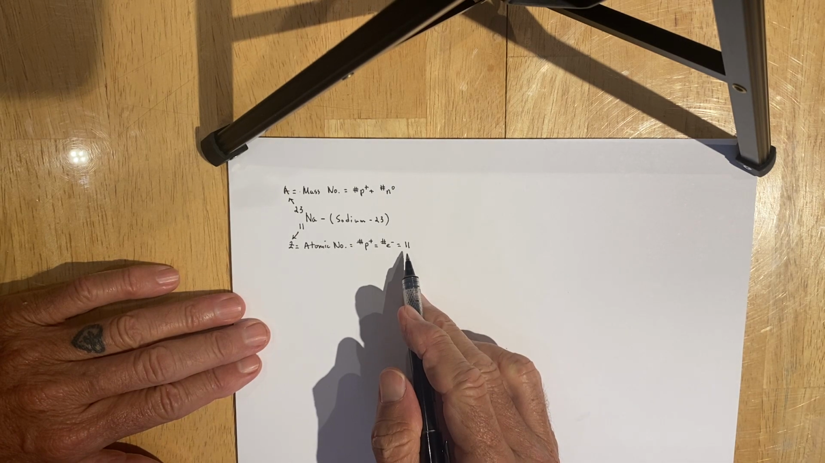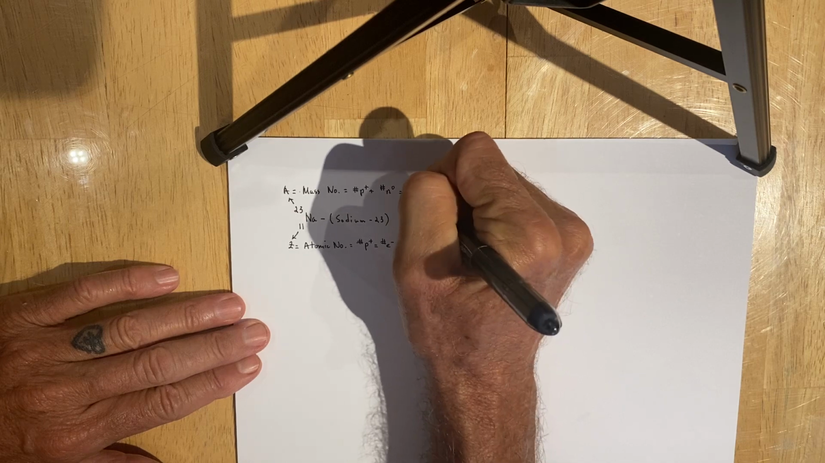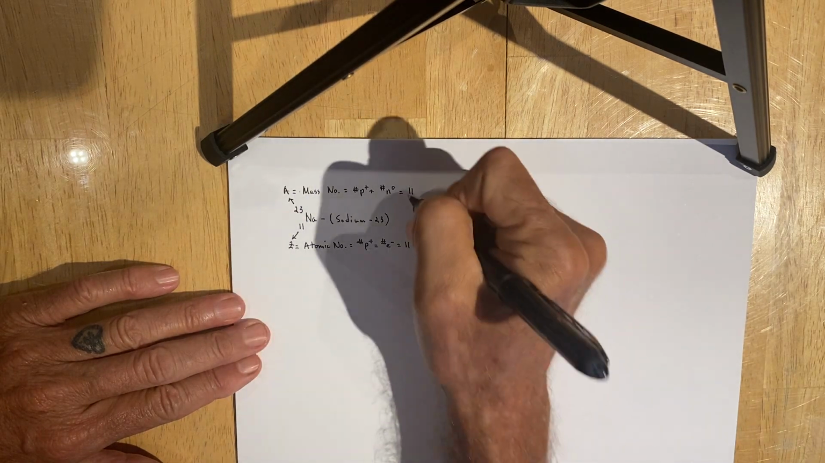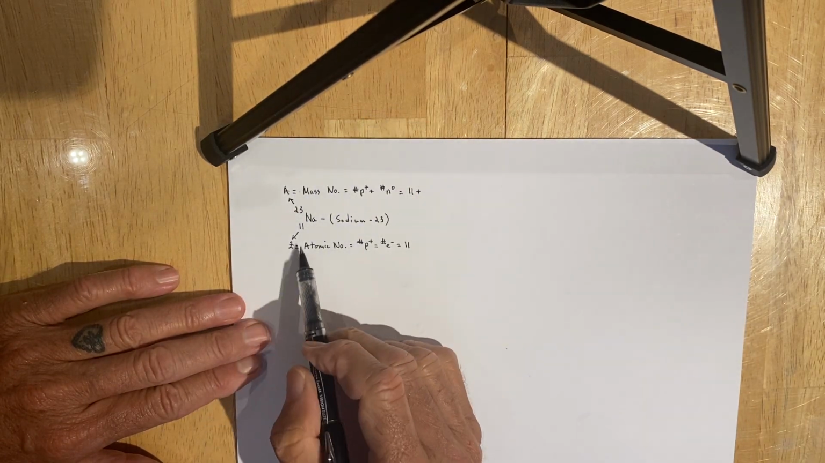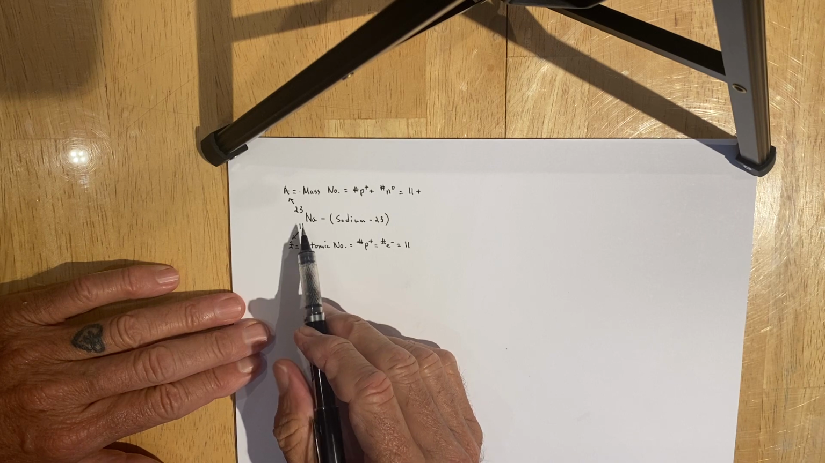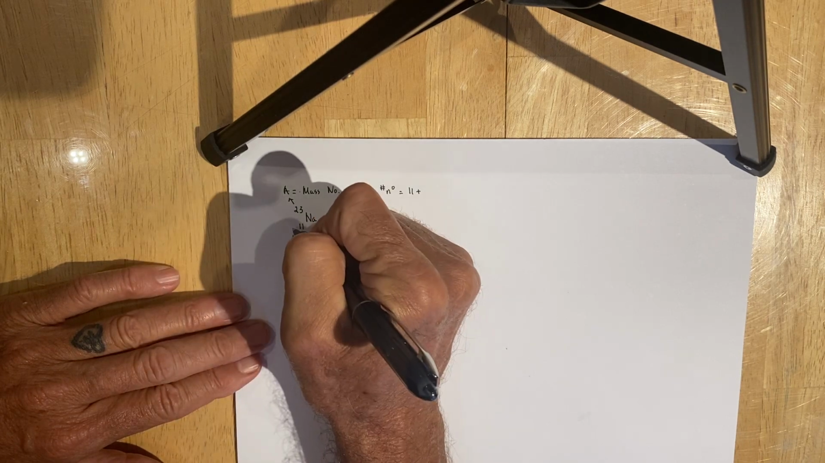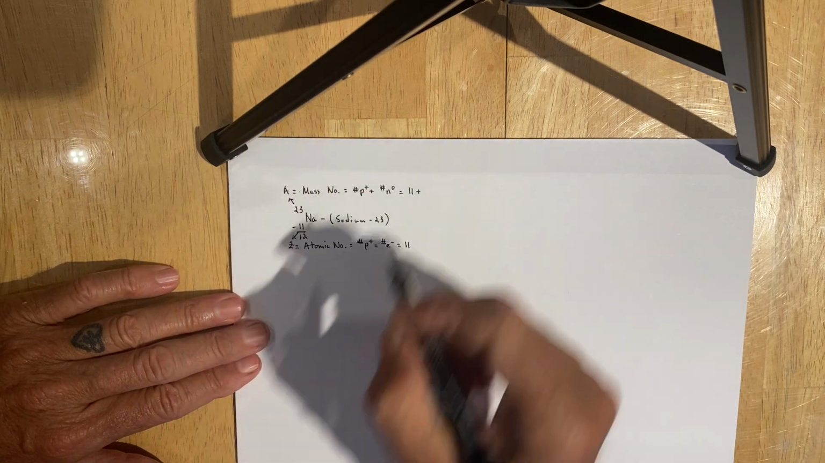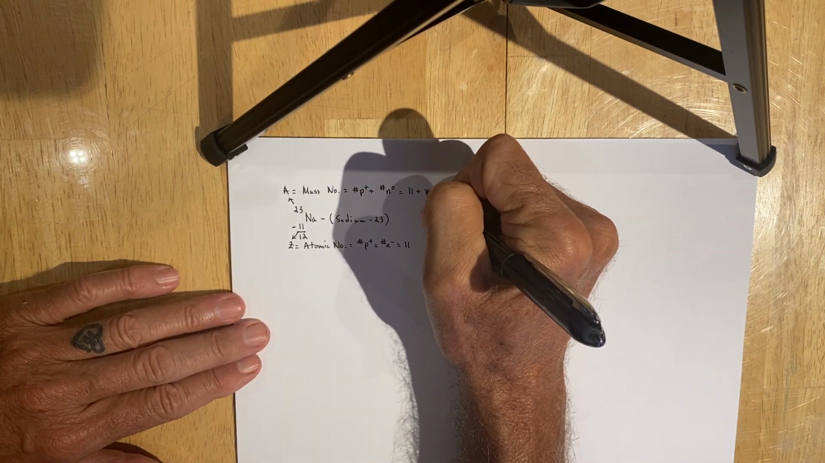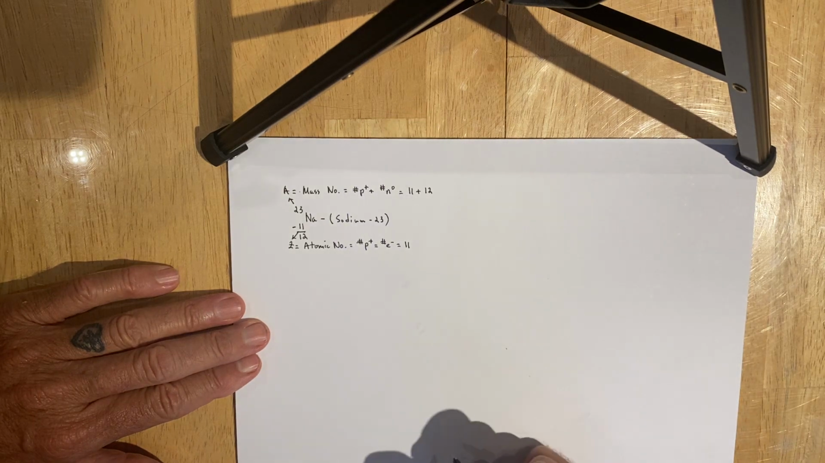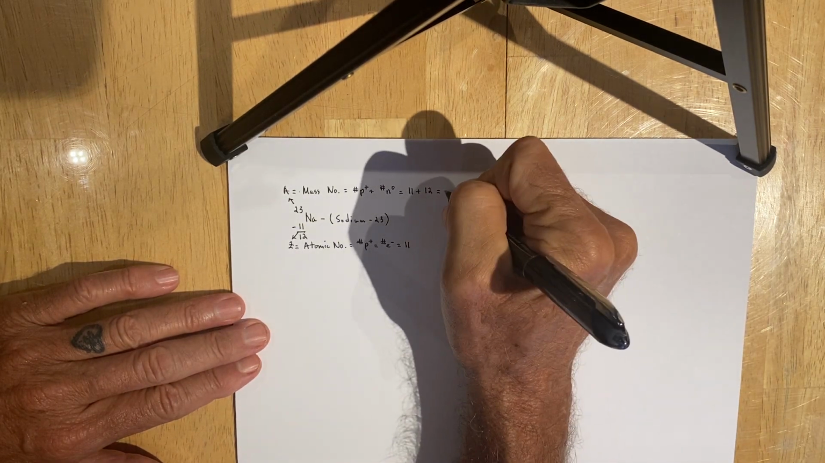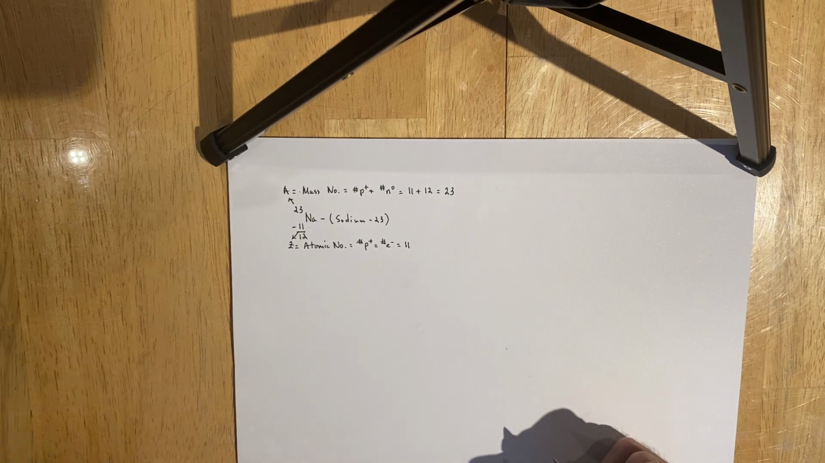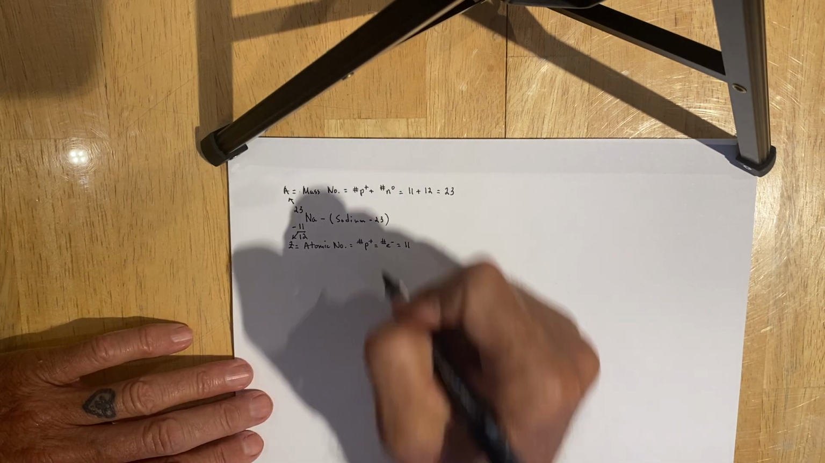We've identified that the number of protons in this particular isotope is 11, and the number of neutrons can be determined by the difference between the mass number and the atomic number, which in this case is 12. So this particular isotope has 11 protons and 12 neutrons for a total of 23. So the mass number for that particular isotope is 23.